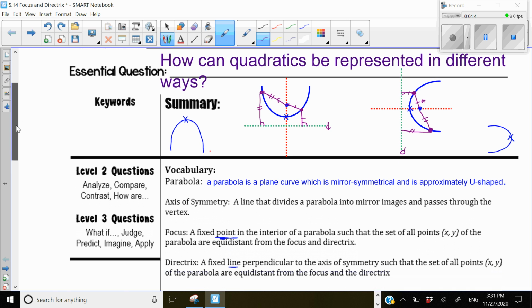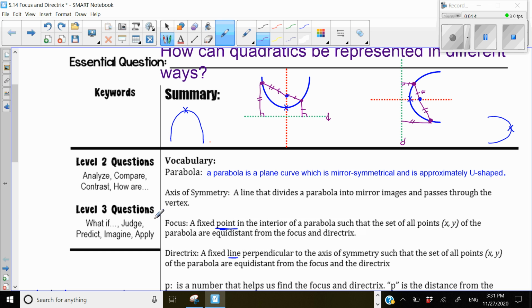Notice that focus is a point. That means we're going to show focus always with a coordinate plane ordered pair as x and y. And directrix is a line, so always we need to use an equation to represent the directrix.